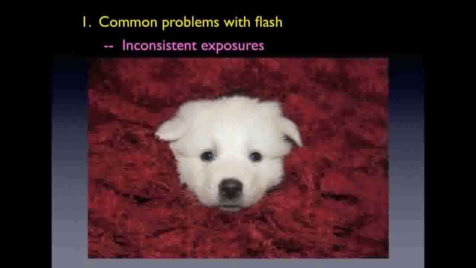The center of the frame is white, the periphery is dark, and the camera may not give you an exposure that you're happy with. Maybe too light, maybe too dark, and you see this all the time with all kinds of subjects. Inconsistent flash exposure is a problem, and I'll talk about how to address that in a little bit.